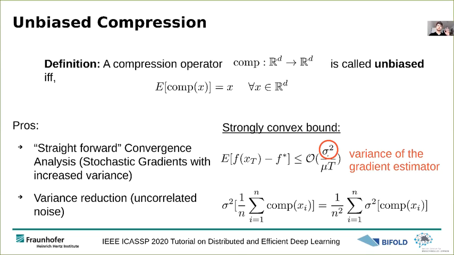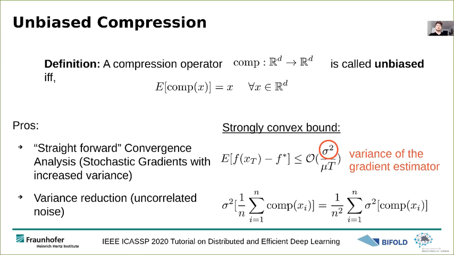Yeah? So you always have to balance this variance of the gradient estimator, and of course there are some methods which are more efficient in the way they distribute the variance, and some other methods that are less efficient. Another benefit of unbiased compression is the variance reduction property for uncorrelated noise.